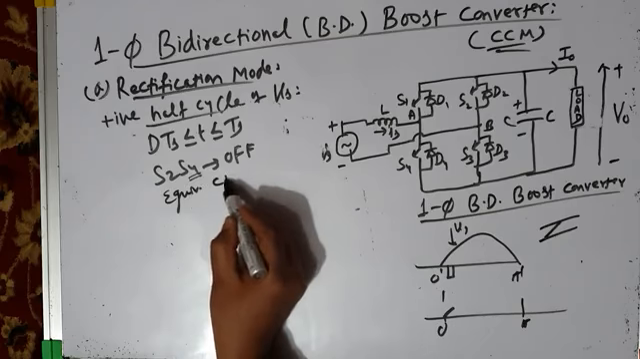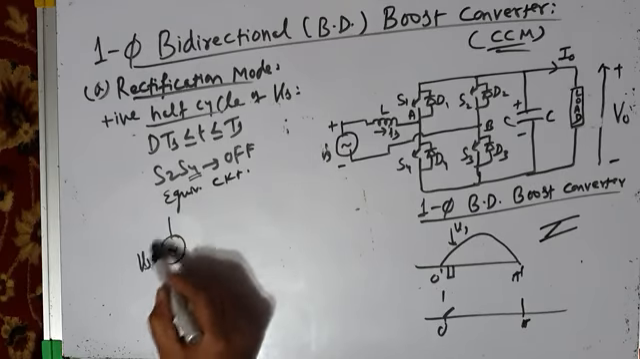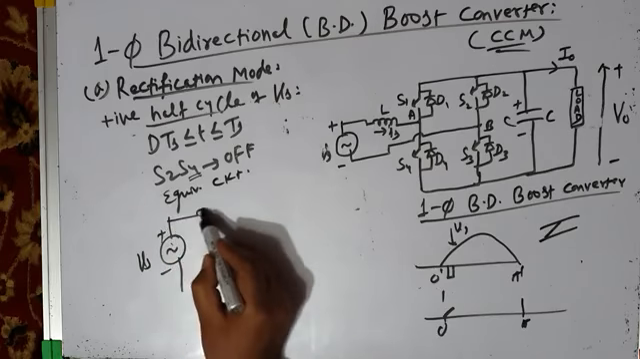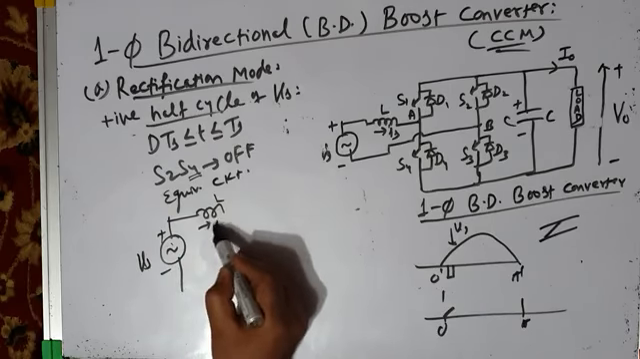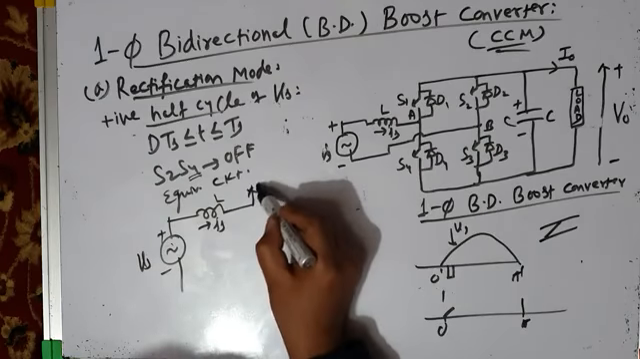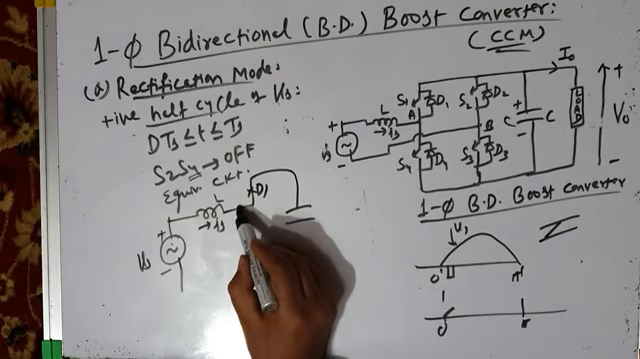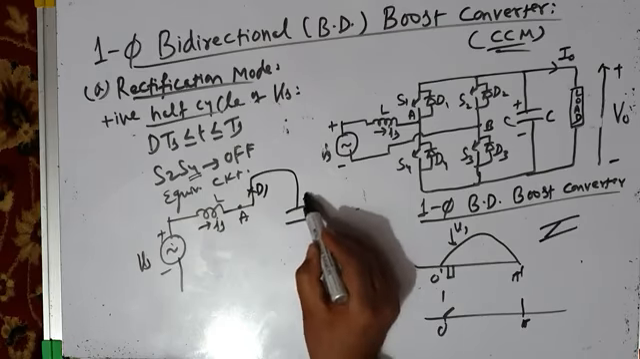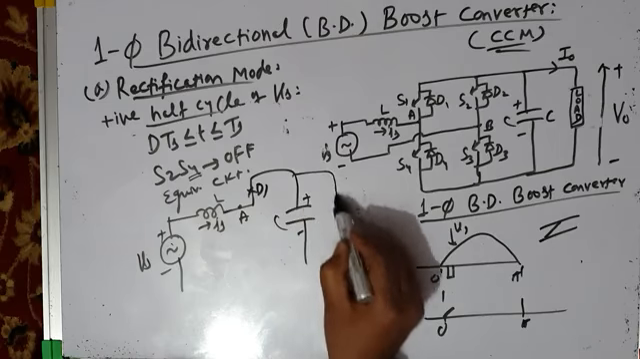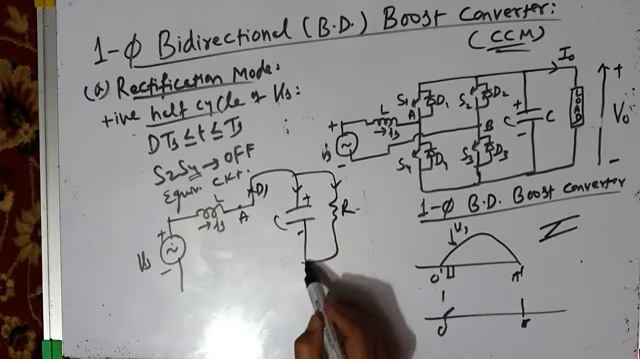I will write here the equivalent circuit. Your equivalent circuit of the converter will look like this. This is the inductance, this is the source current. The inductor is now releasing energy through diode D1. D1 is conducting, and then this is the output stage. This is your terminal A. In the output stage, this is the capacitor, and some energy goes into the capacitor and some is consumed by the load.